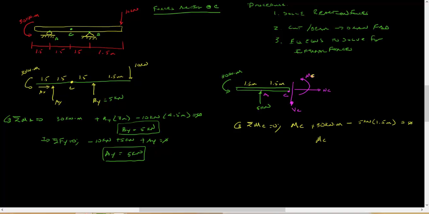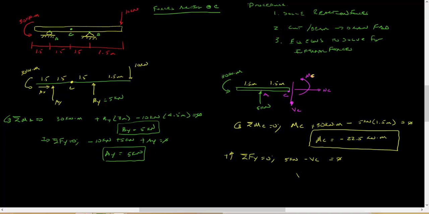So the moment about C is going to be negative 22.5 kilonewton meters. So it actually has a negative bending moment. It's actually making it frown. So I have solved for my bending moment about point C. And then if I sum my forces in the Y is equal to 0, I get that I got 5 kilonewtons minus my shear is all equal to 0. So my shear is equal to 5 kilonewtons, and that is positive. So I got my two answers there.